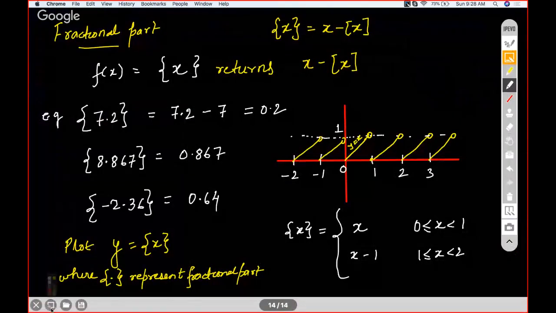So now let me ask you some questions. Please plot the graph of the fractional part of x plus 2, minus 3. Okay, the fractional part of x plus 2 minus 3.